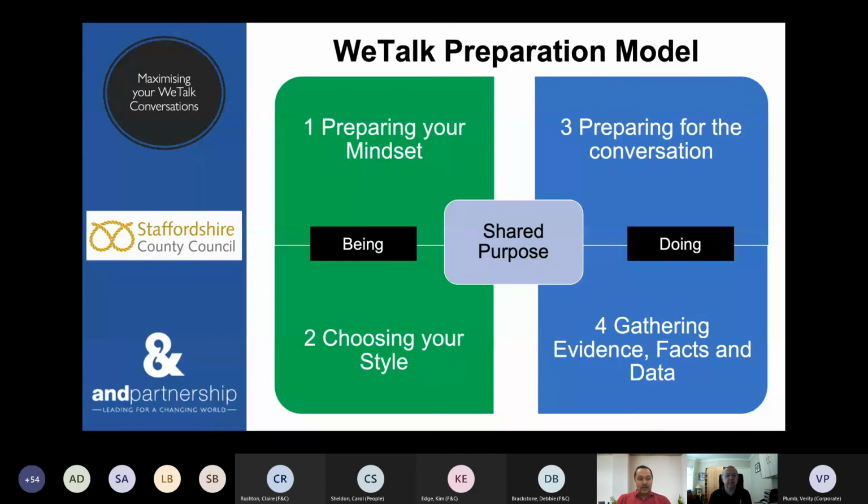And then there's choosing your style. So that's where the parent, adult and child transactional analysis model works really well. And anybody who wants to find out a little bit more around that, that's Eric Berne that devised that model. Some really useful things available online there. And as Dave said, there's also some of the models that we've covered during the program as well.